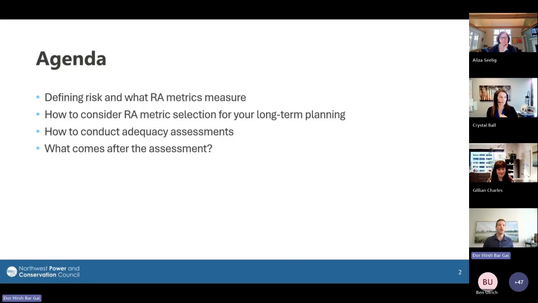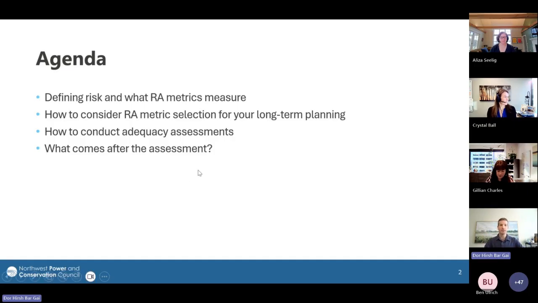We'll talk about 4 things, not in equally weighted time. Most of what we'll do today will be about defining risk and what RA metrics measure, as well as the actual metrics, and we'll go through the examples. I think that's where we'll have a good time for a break, and then we will transition to how we conduct adequacy assessments, really the 2 types of assessments that we often talk about, and then what comes after the assessment. I do encourage questions.